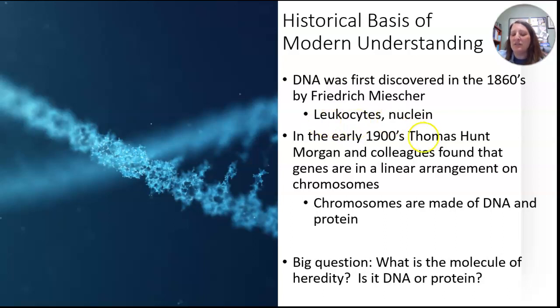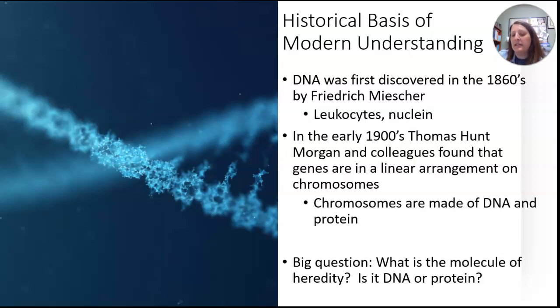He would take those leukocytes and he would crack them open and he would isolate this stuff that would precipitate out. And he called that material nuclein. And he didn't call it DNA at the time. He called it nuclein. It was DNA. So he gets credit for being the first person to isolate DNA.